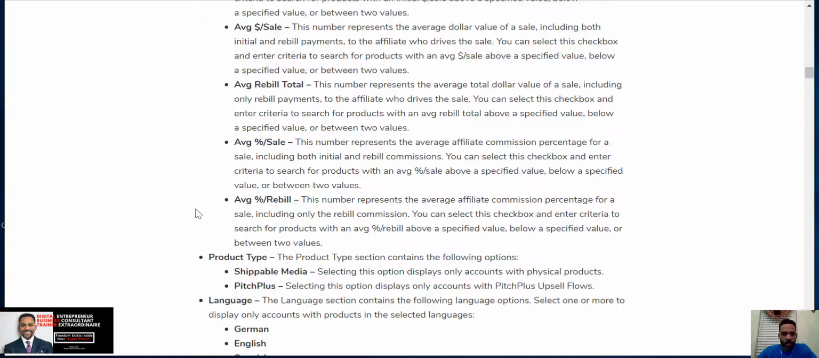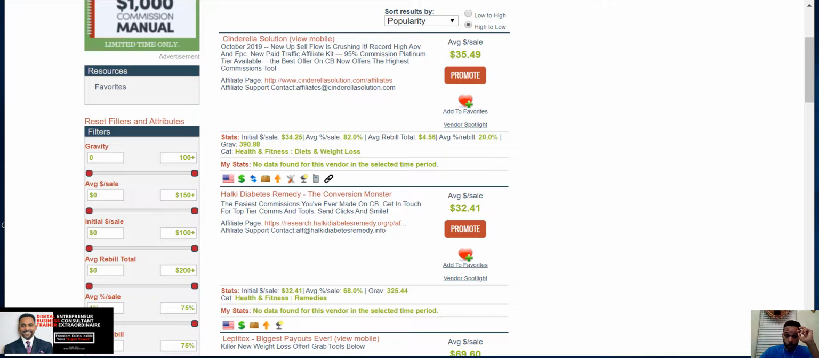Average percent per sale. This number represents the average affiliate commission percentage for a sale, including both initial and rebill commissions. Average percent per rebill. This number represents the average affiliate commission percentage for a sale, including only the rebill commission.